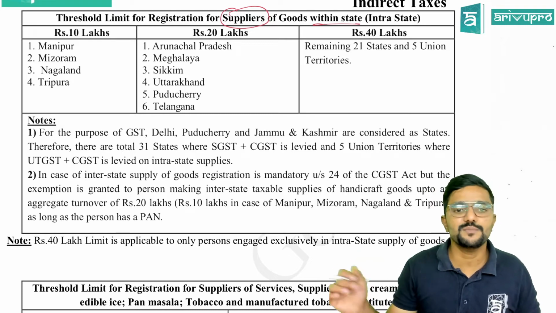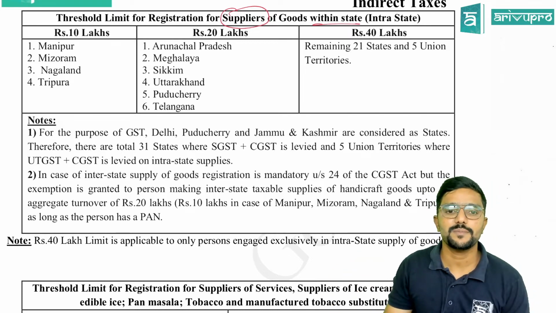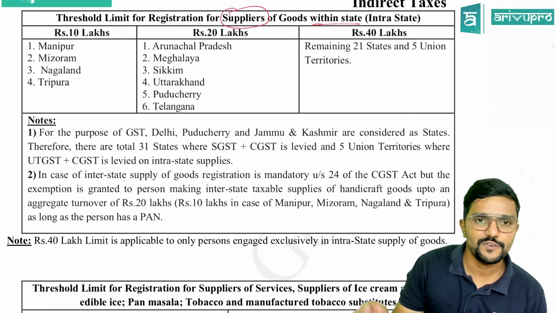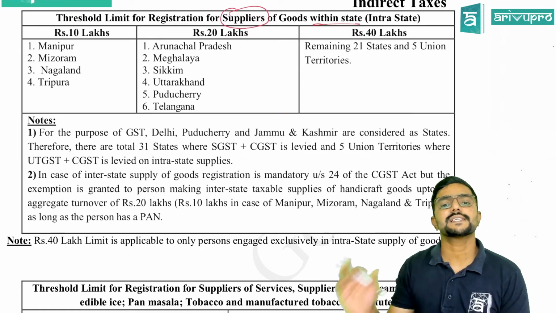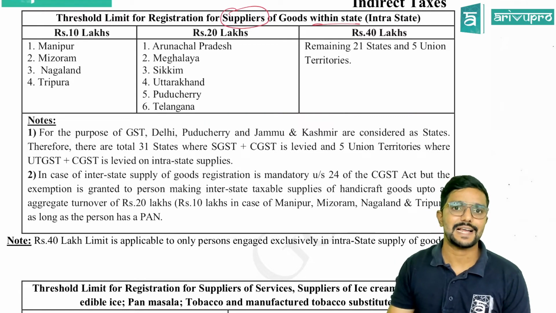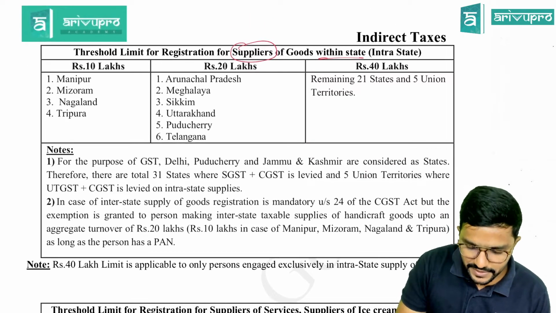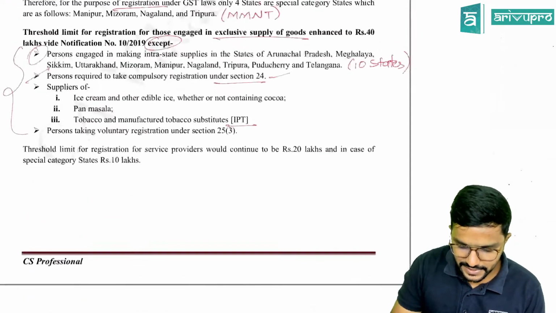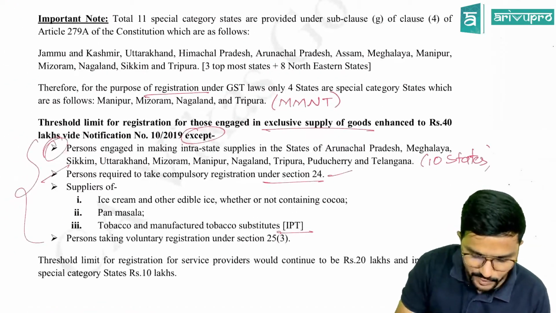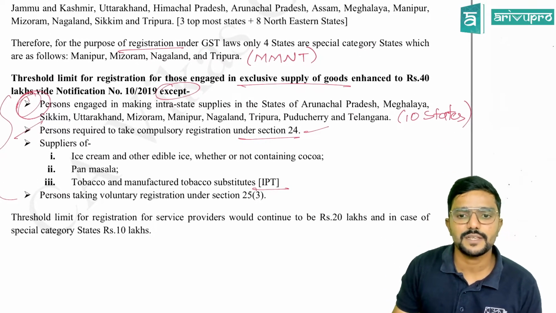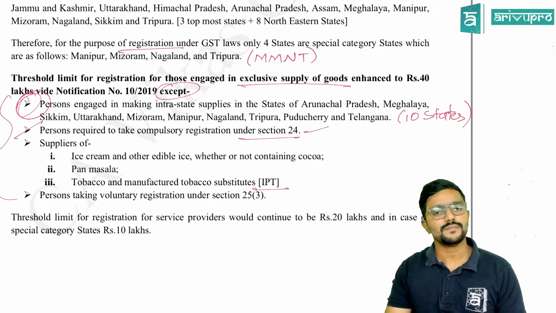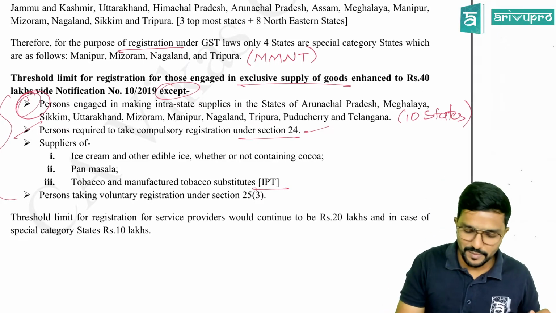Then there are 6 more states, that is Arunachal Pradesh, Meghalaya, Sikkim, Uttarakhand, Puducherry, Telangana. For these 6 states, it is 20 lakh. For all other states and union territories, it is 40 lakh. Clear? Sir, why have you taken this 10 here? Simple, guys. It is the 10 states which are excluded in that first bullet point. Yeah, and it is easy for you to remember.